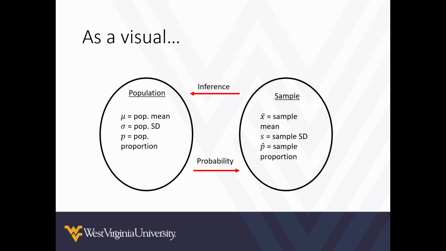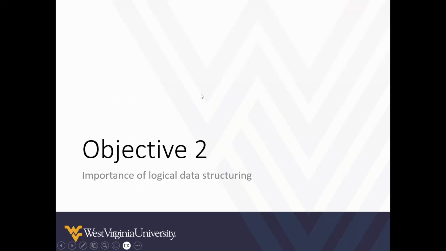because you will see them throughout this course. As I just mentioned, when we have a population and we're going to a sample, we call that probability. When we're taking a sample to try to understand the population, that is called inference. This brings us to our second objective of today, which is the importance of logical data structuring.